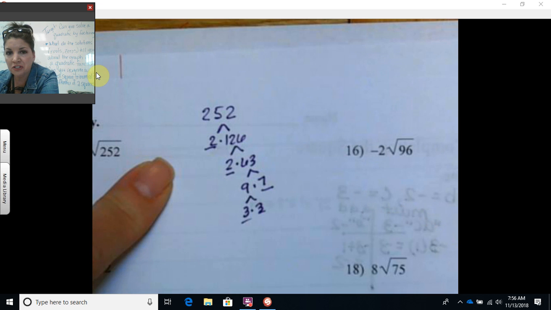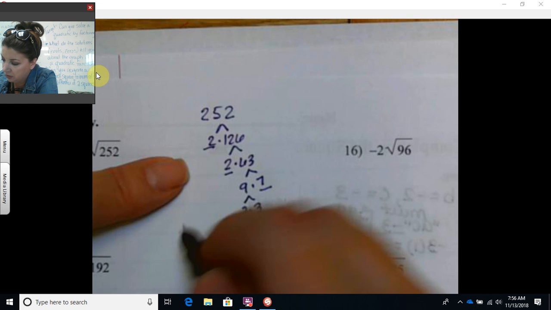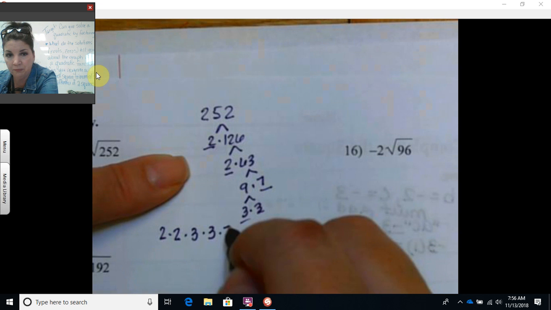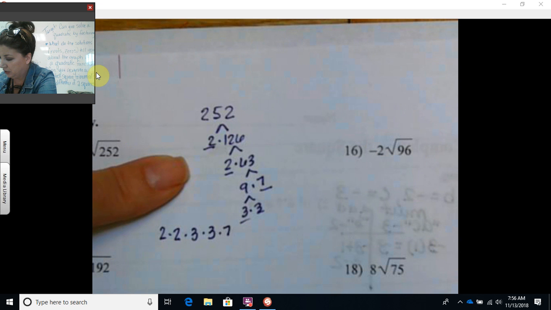So I just break it down until I get all prime factors. And then I put those prime factors in order. I have 2 times 2 times 3 times 3 times 7. That should give me 252. Let's check it out.